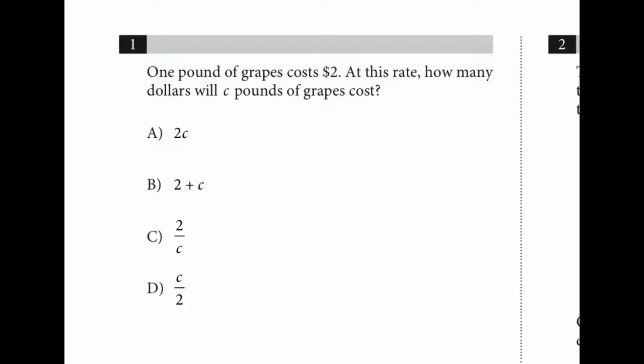This video is for practice test 8, the calculator portion. There are 38 questions. Number 1 is just a way to represent slope. C pounds of grapes, and they're $2 each, so 2 times C. The answer is A.